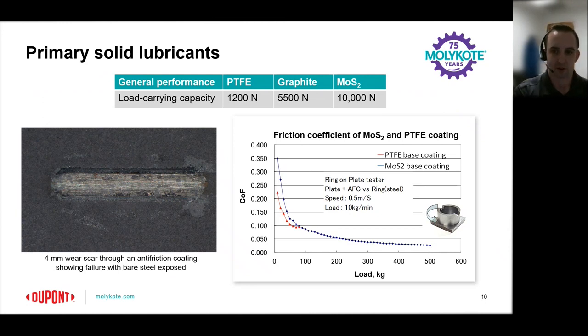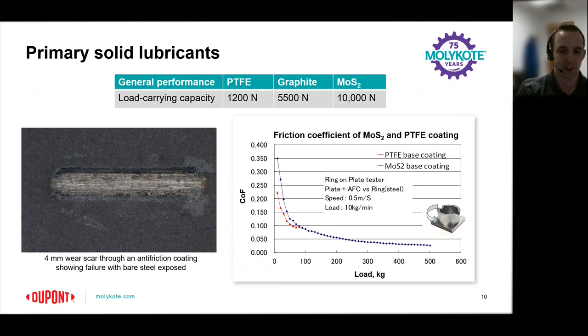The image on the left shows some solids. In this case, they're anti-friction coating solids that are on a substrate. As the substrate wears through these solids, you'll see a huge spike in friction, up to what you would expect to see for metal-on-metal friction. You can see in the plot on the right that there's a red line which represents the PTFE. It has a great coefficient of friction at these low loads compared to the MoS2, which is in blue.